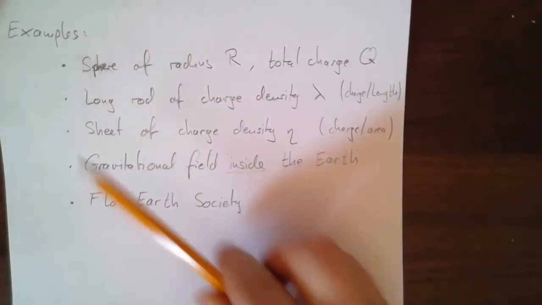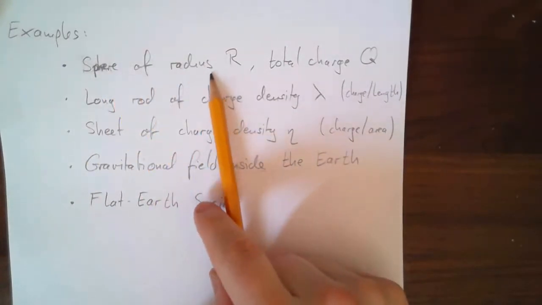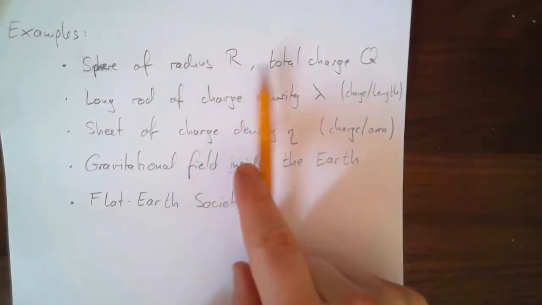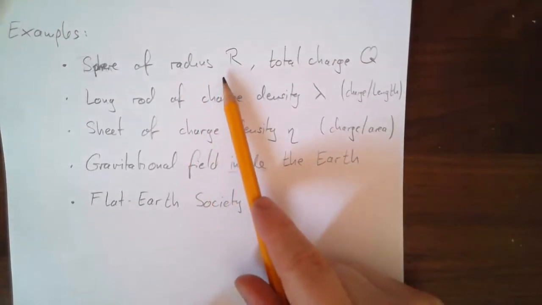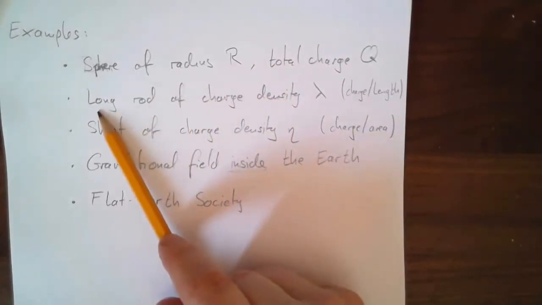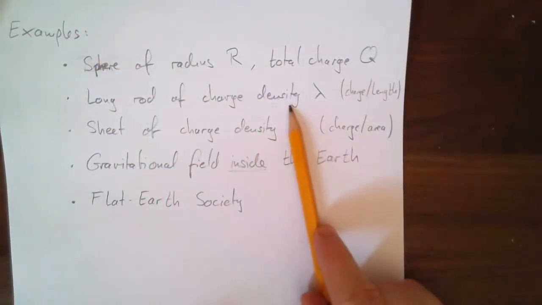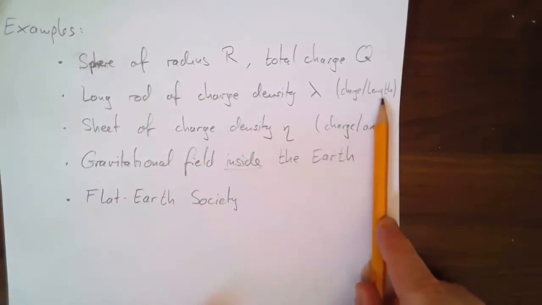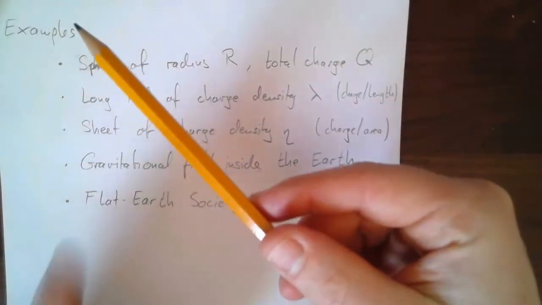So here are some examples we're going to go through. The first example I'm going to pick is a sphere of radius r. A sphere, like a hollow ball, with all the charges on the surface, total charge q. It's not a point charge, but from far away it might look like a point charge because it's a small ball. Then I want to look at a long rod, the example I've given with the pencil, of charge density lambda. This is a linear charge density, meaning charge per length, how many coulombs per meter. I tell you that, and you can tell me what's the electric field a certain distance away from the rod.